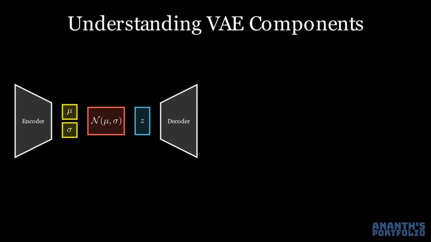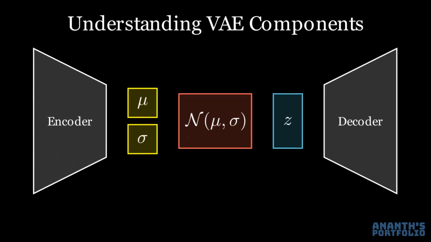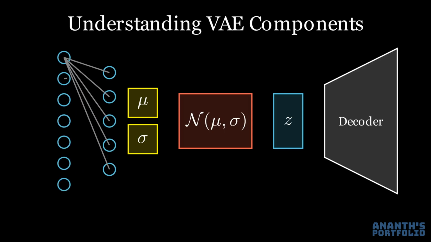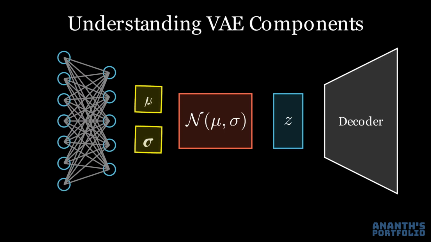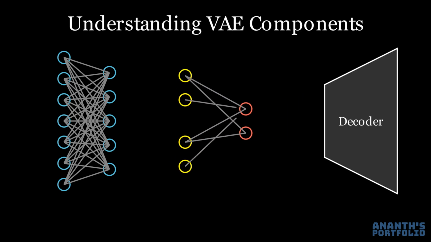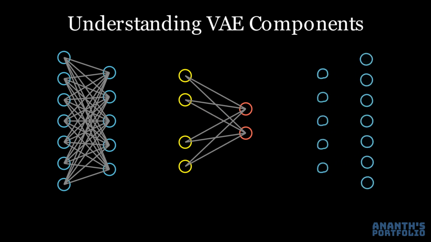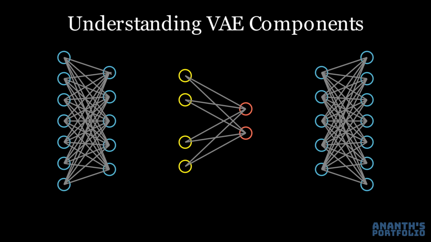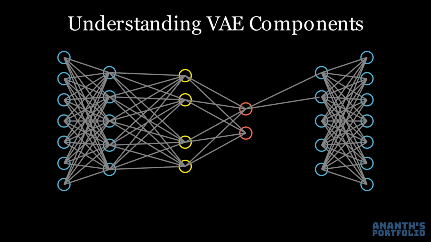Here's the cool part. What you're seeing in these block diagrams isn't just abstract theory. Under the hood, each component is actually a fully functioning neural network. The arrows represent connections between neurons, transferring information from one layer to another, while each block is a collection of multiple layers of neurons working in unison to learn and model complex transformations. Every parameter we've discussed, like mu, sigma, and z, are outputs of these networks, fine-tuned through training to capture the rich, underlying structure of the data.